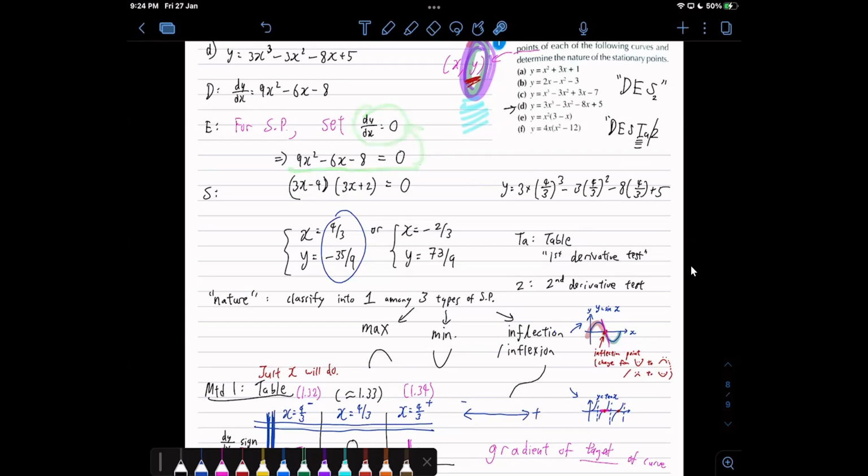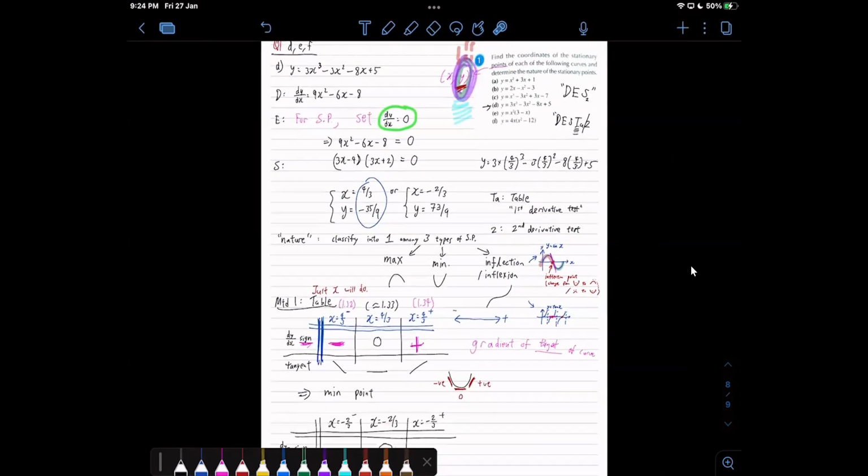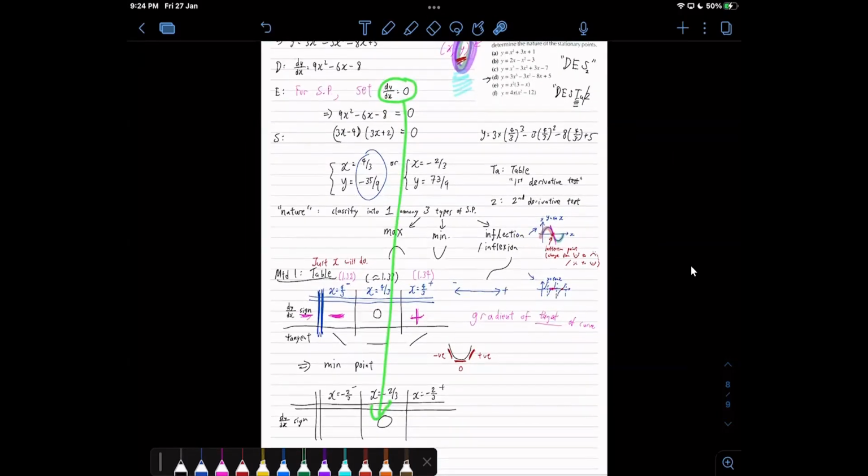Set dy by dx equal to 0. That's your answer. dy by dx equal to 0. Ta-dum. Understand? Make sense? Okay, so it's always 0. The middle guy is always 0.